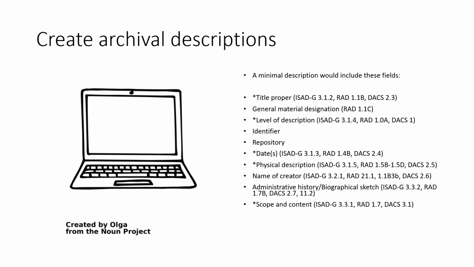So title proper is a required field, general material designation is not a required field, level of description is a required field, identifier and repository are not required fields, dates is a required field, physical description is a required field, name of creator, administrative history, or biographical sketch are not required fields, and scope and content is a required field.